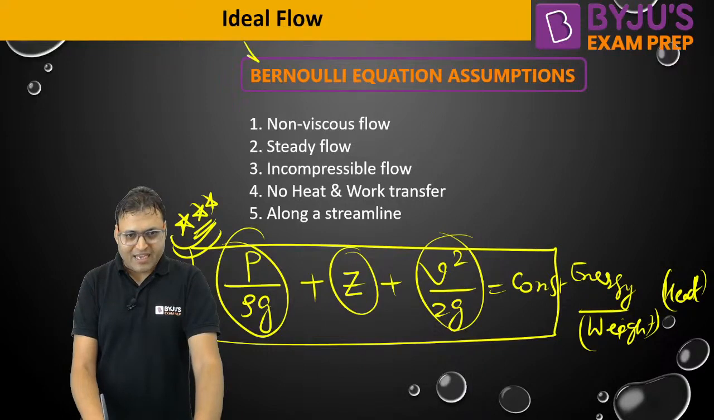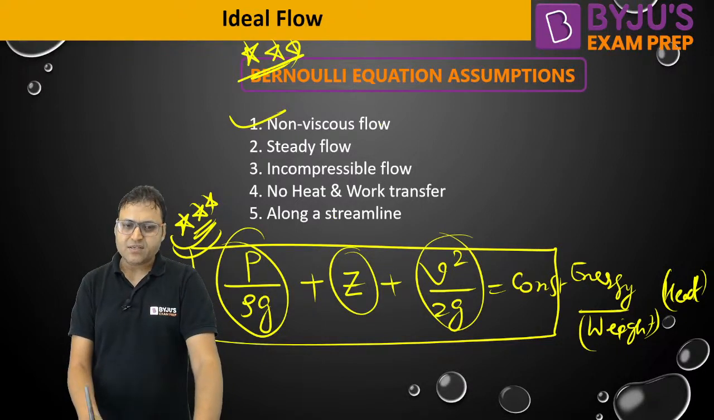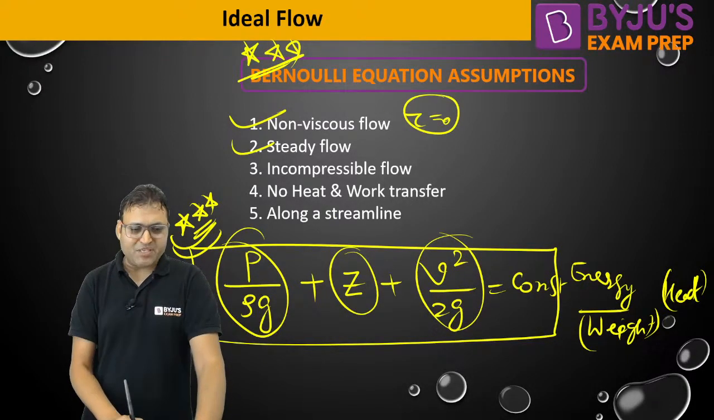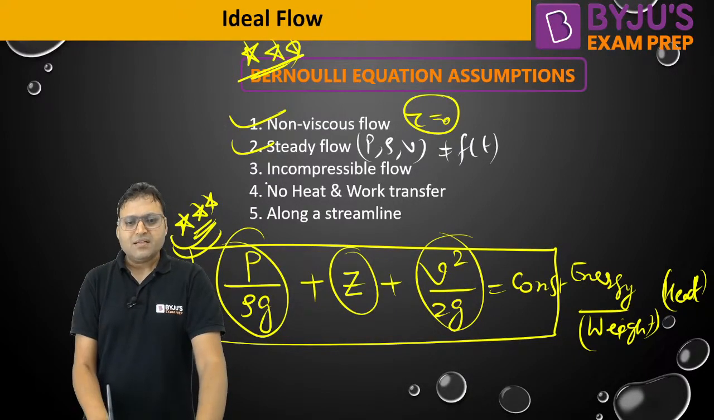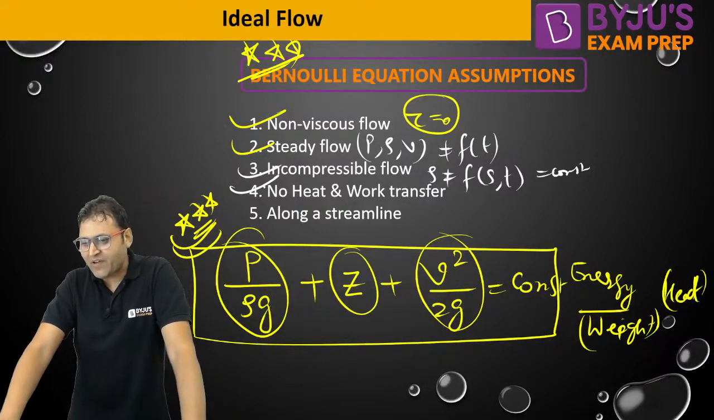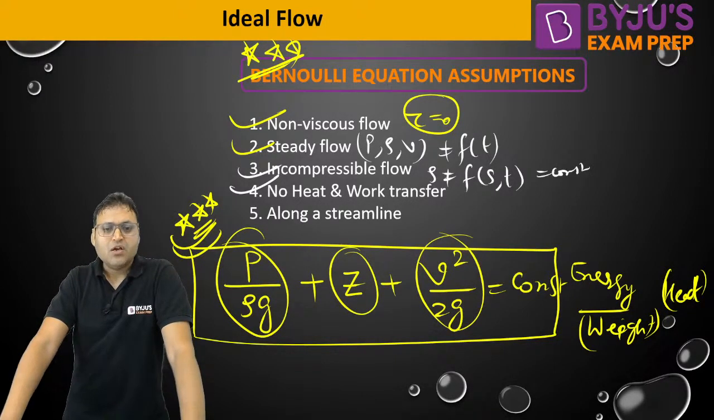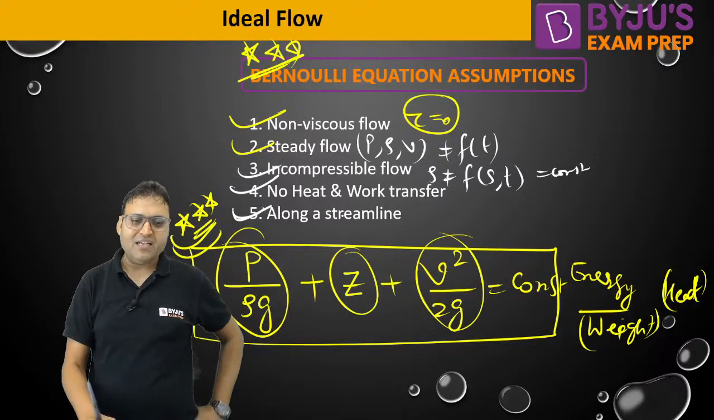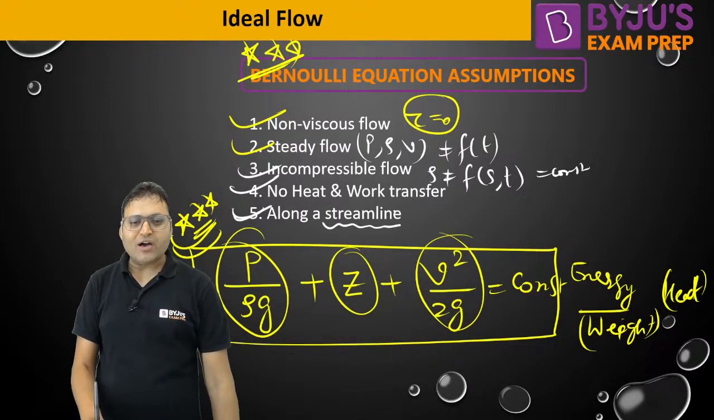So for the Bernoulli equation, the assumptions which we have discussed: one, the flow must be non-viscous, tau must be 0. The second assumption is flow must be steady. What is the meaning of steady flow? Pressure, density, velocity are independent of time. The third assumption is incompressible flow. Density is neither a function of space nor time, remains constant. The fourth assumption is there should not be any other form of energy transfer. No heat and work transfer. And the fifth and the last assumption is the flow or the point must be taken along the streamline.